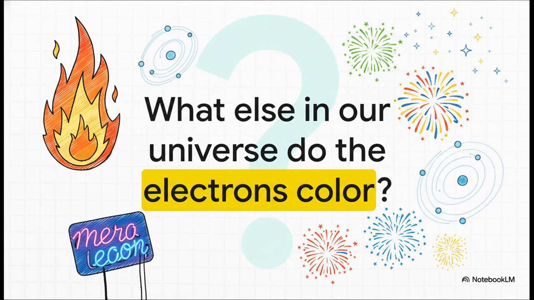Which really leaves us with one final thought. If the dance of electrons inside a tiny atom can paint the colors of a flame, just think about what else they're responsible for. The glow of a neon sign, the brilliant colors of fireworks, even the light from stars billions of miles away. So what else in our universe are they coloring?